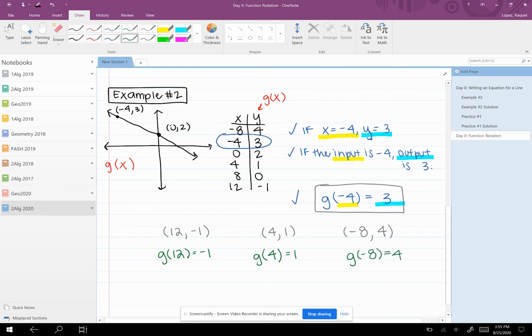Now, it's also important to note, just a quick note, I could have also written this as 4 equals G of -8. These two things are saying the same thing. They're just reversed. As long as -8 is inside your parentheses, then you're good to go, because remember, -8 is your x value, so it should go inside the parentheses at all times.